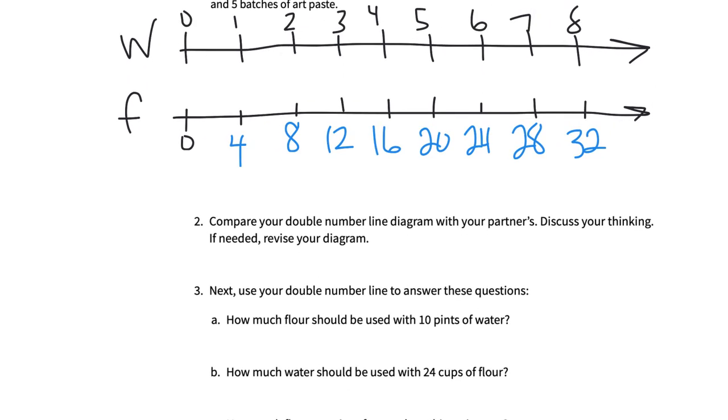All right, so now number 2, it says compare your double number line with a partner, because there are ways that it's possible for your double number line to look different from a partner's. So parents and teachers, we are going to want to have students compare so that they get a sense of what can be different and still be correct versus what is different because it's wrong. So moving on to question 3, now use your double number line to answer some of these questions.